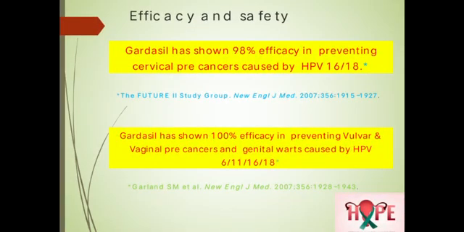Coming to vaccine efficacy and safety, Gardasil, which is a quadrivalent vaccine, has 98% efficacy in preventing cervical precancers caused by HPV-16 and 18, and it has shown 100% efficacy in preventing vulvar and vaginal precancers and genital warts caused by HPV strains 6, 11, 16, and 18.